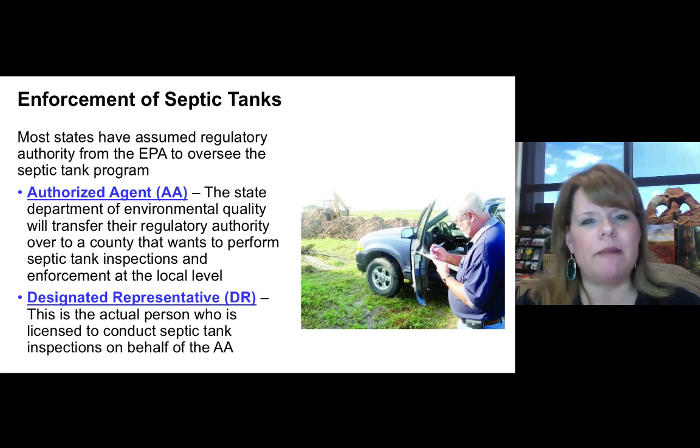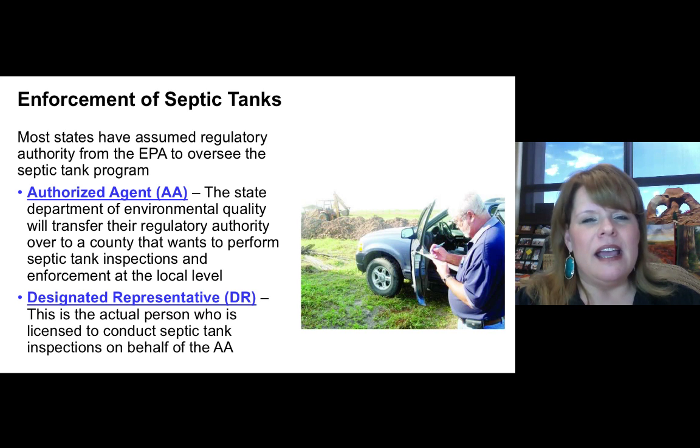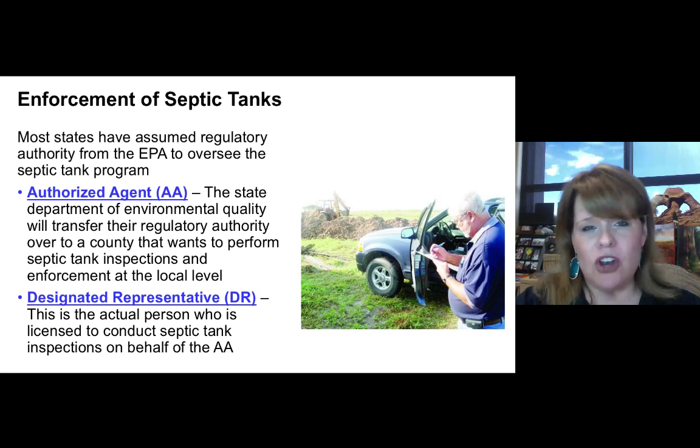And they've taken it a step further. They've modeled after what EPA did with the states and gave them the work to do and said, hey, we want to give this to the counties or political subdivisions who want to provide a local service. So basically that means each county in the state of Texas has the option of becoming what's called an authorized agent, or an AA.